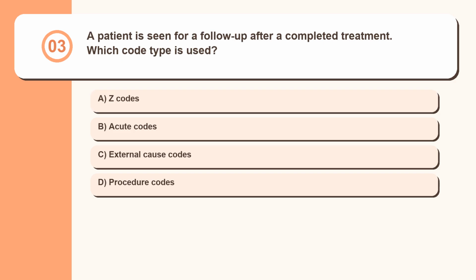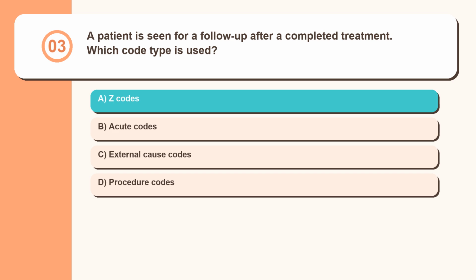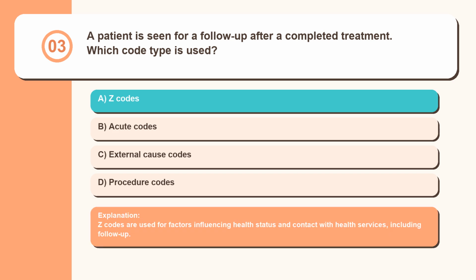Question 3. A patient is seen for a follow-up after a completed treatment. Which code type is used? Z codes, acute codes, external cause codes, procedure codes. Z codes are used for factors influencing health status and contact with health services, including follow-up.